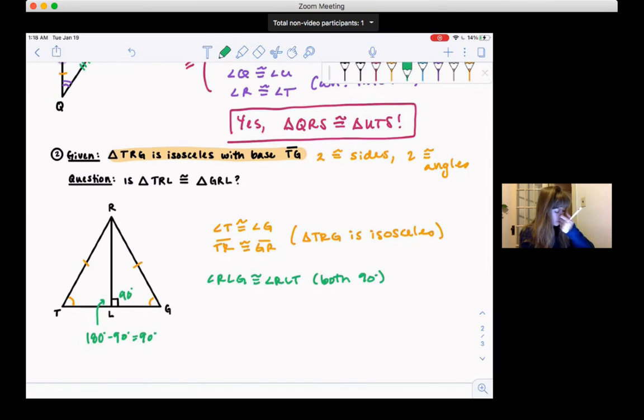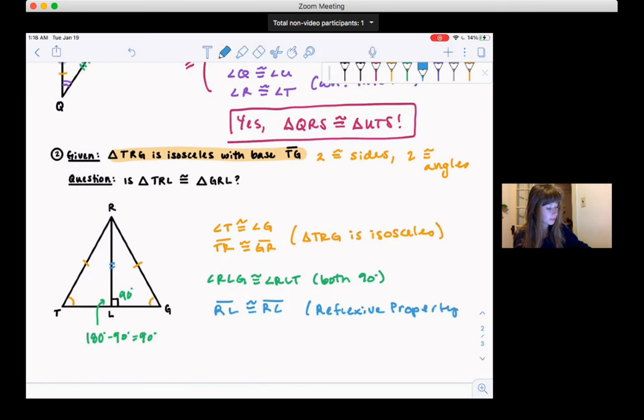All right, and I think we know one more thing. So this is a little bit weird, but these triangles actually share a side, right? RL is shared between them. And RL is obviously the same length as itself. So we can actually say RL is congruent to RL. And this has a fancy name. It's called the reflexive property. But it's basically the idea that things are congruent to themselves.